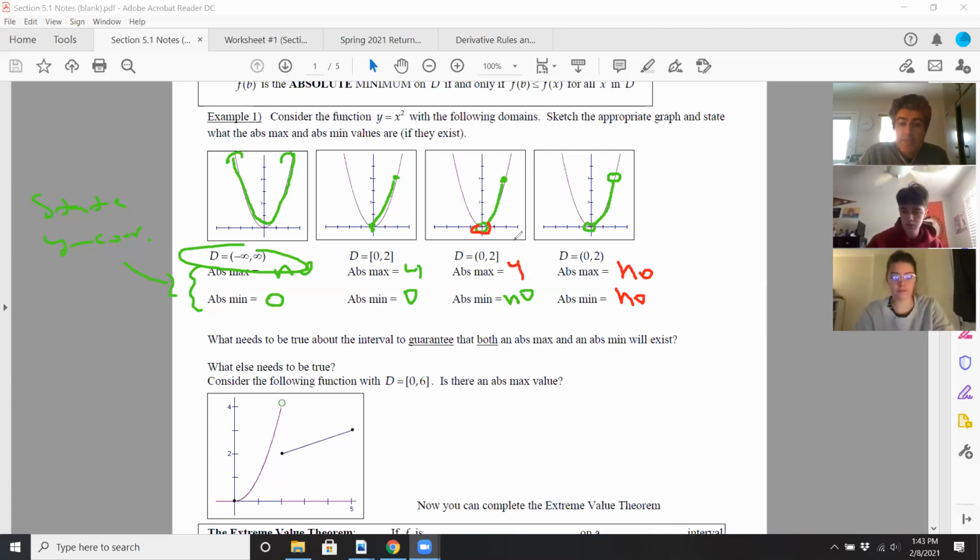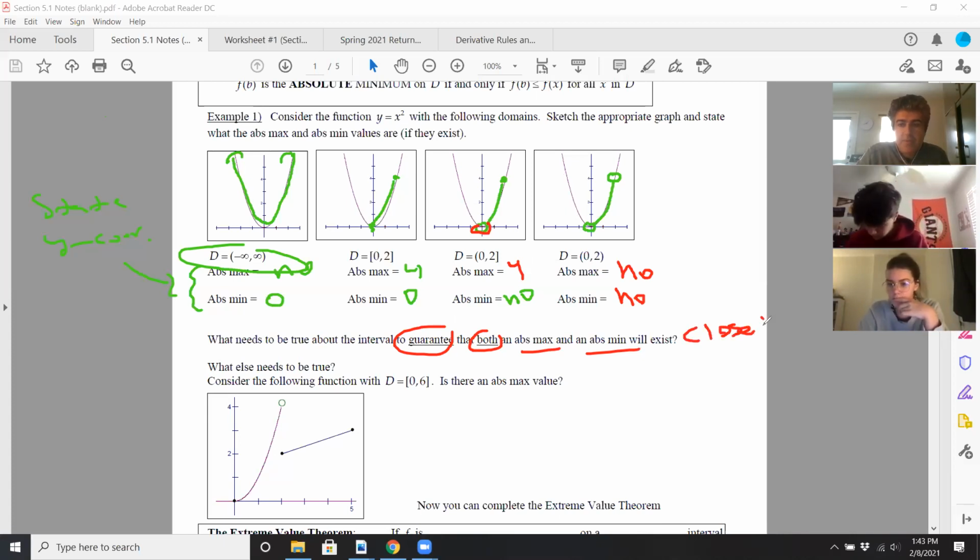Okay, so what has to be true if you want to guarantee both an absolute max and absolute min? You are going to need a closed interval, just like we saw in the second graph, from A to B. What else do you think we would need? It's not quite clear yet, but I'm going to talk about it in just a second.